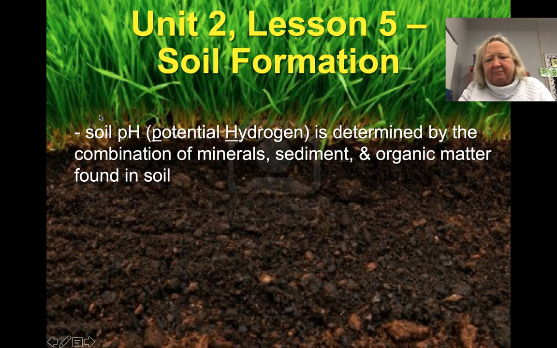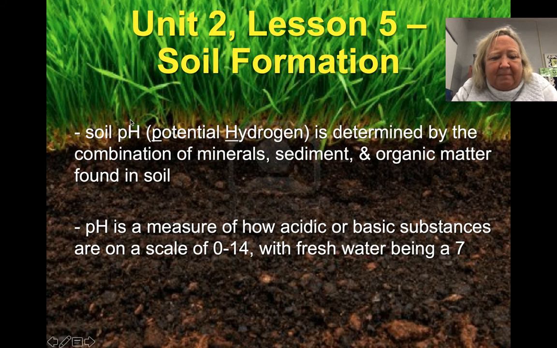All right. This is a new term that you'll get into later in your science career, but you might hear the term pH, which is potential hydrogen. And that is determined by the number of minerals, the sediment that's in the soil, and the organic matter. Okay, so it tells how acidic, how much acid there is, or what's called basic, which means the word they use is base.